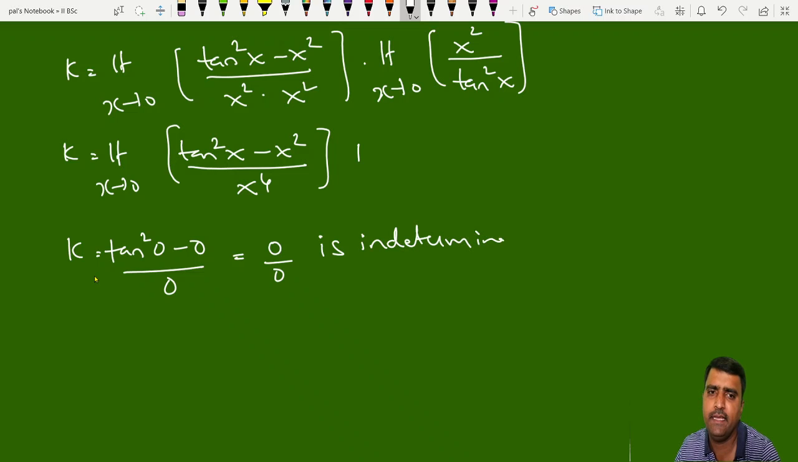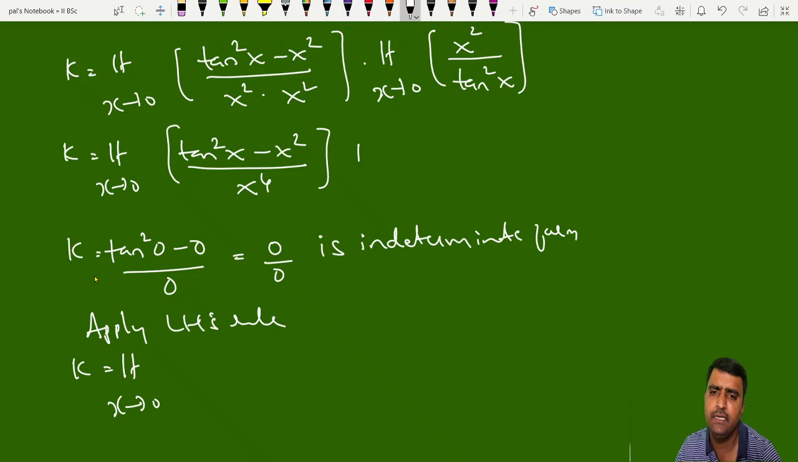So when it takes indeterminate form, 0 by 0, then you apply L'Hospital's rule. Apply L'Hospital's rule. So then we have k is equal to limit x tends to 0.